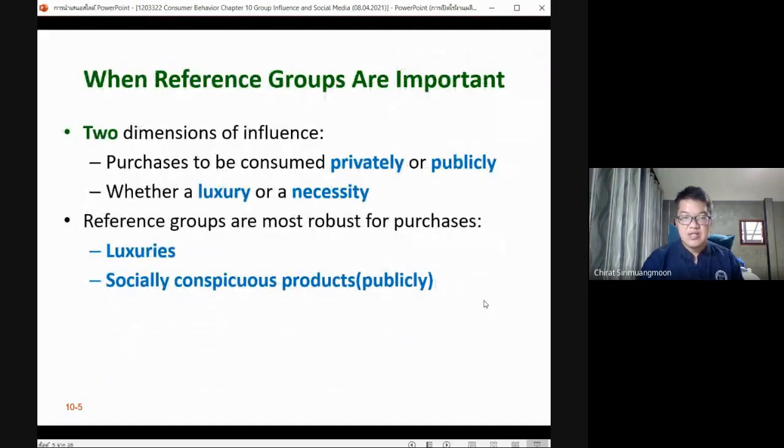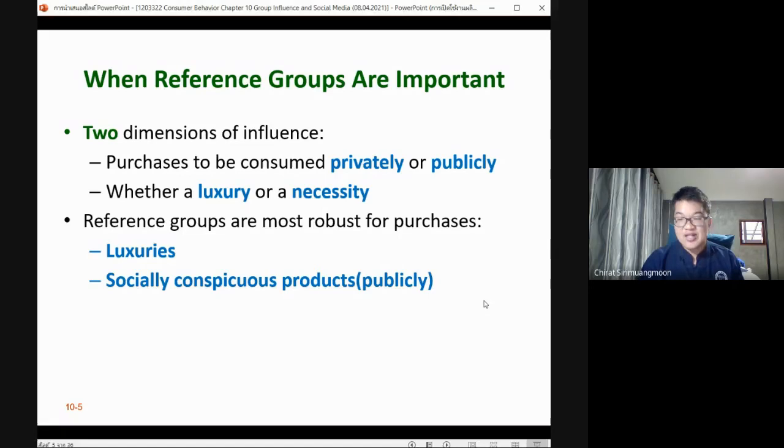Okay. Then, when the reference group is important, trust me, not all people have a huge impact on you, right? You might have a huge impact from the person around you, might be your dad or your mom, might be your friends. But in terms of the reference group, we're going to think about this first. We think about two dimensions of influence. When we consider the reference group in consumer behavior, we divide into two dimensions. The first dimension is about the purchase being private, for your personal use, or public, like you buy something in order to show to other people. So this is how we need to think about it.